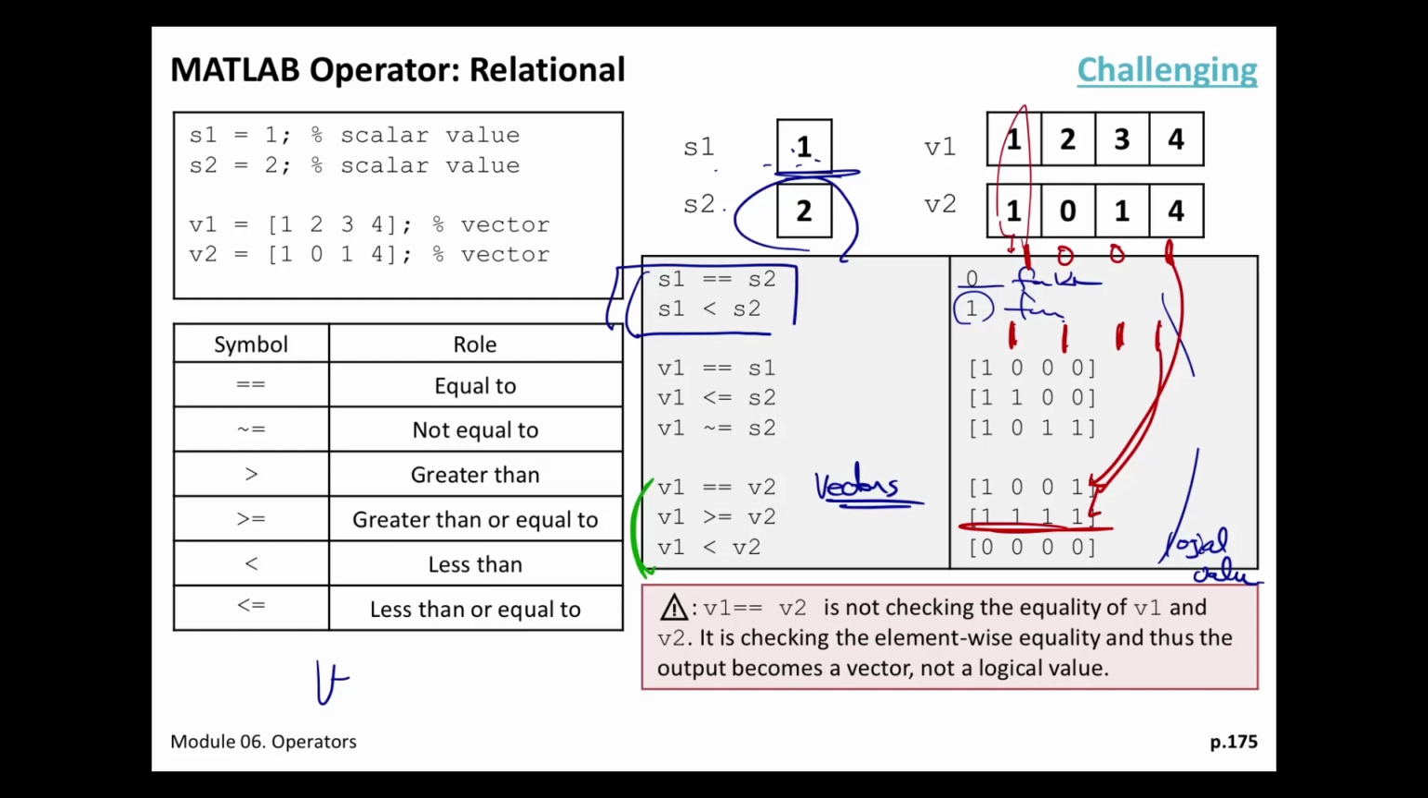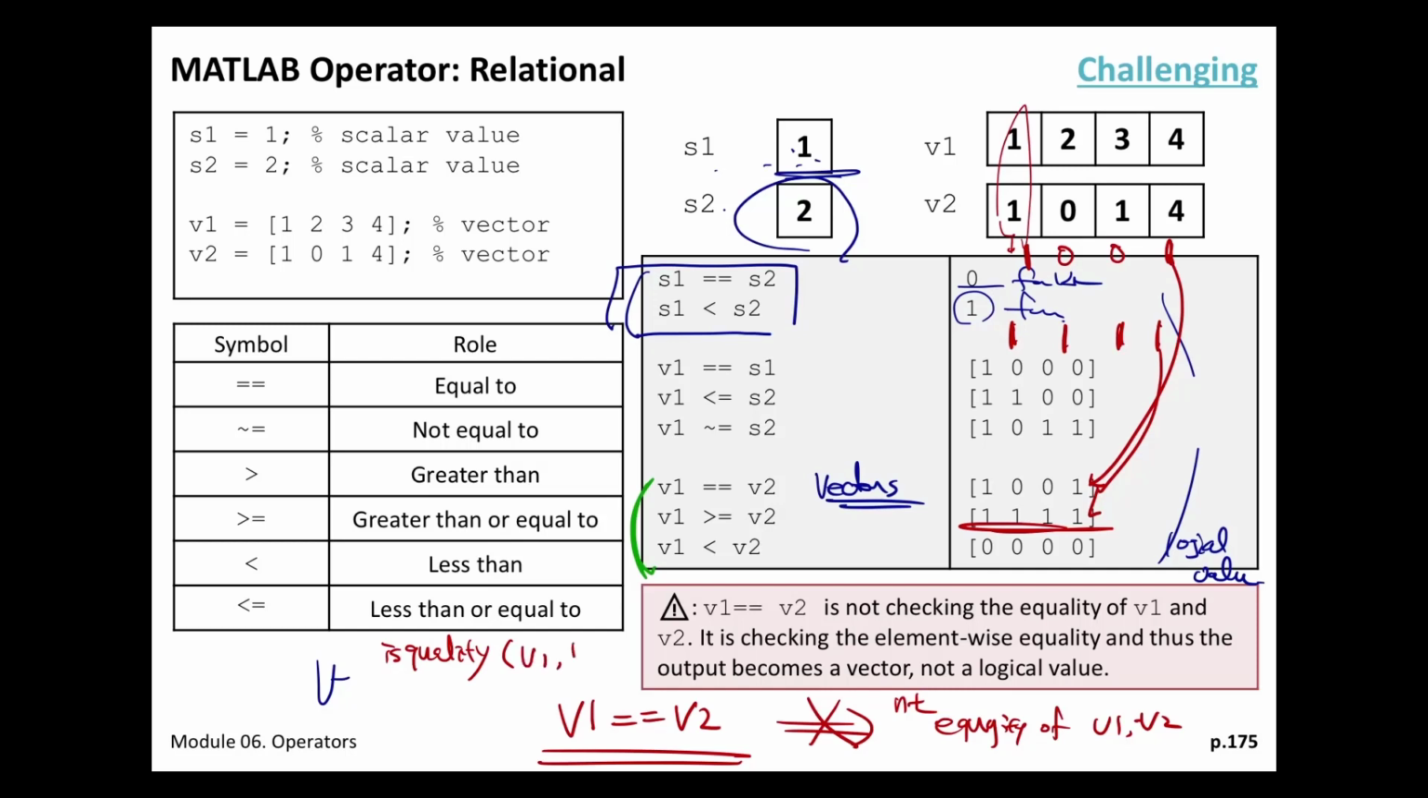Okay? And a common mistake is this: V1 equal to V2. This is not checking the equality of V1 and V2. You need to use a syntax like isequal, which is a built-in function, on V1 and V2.